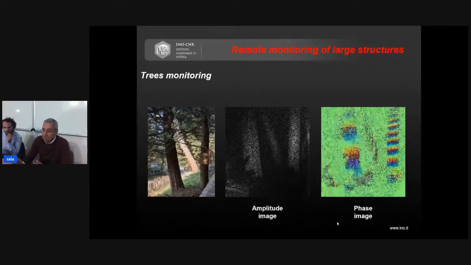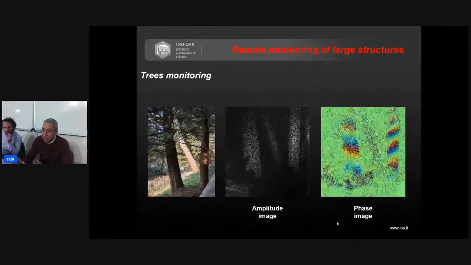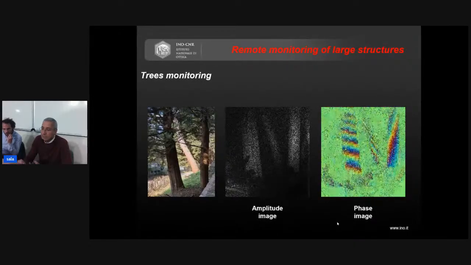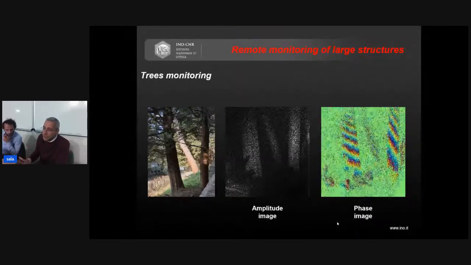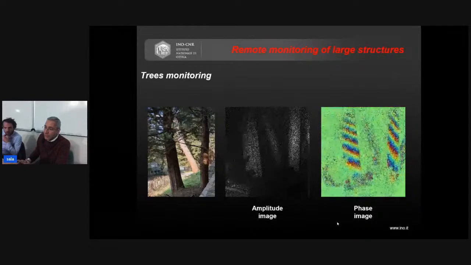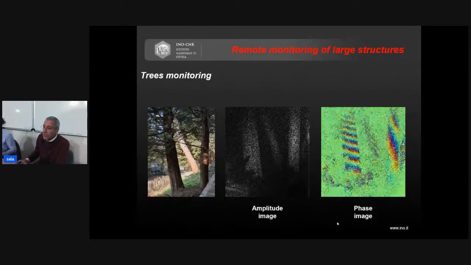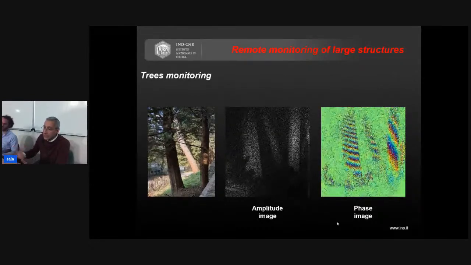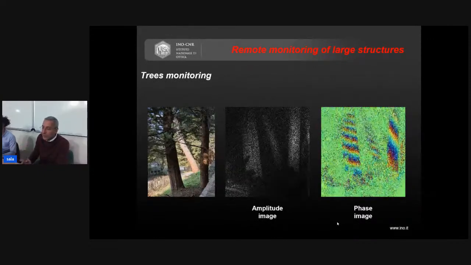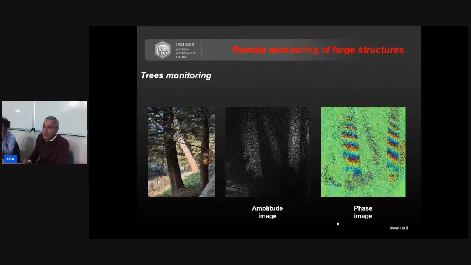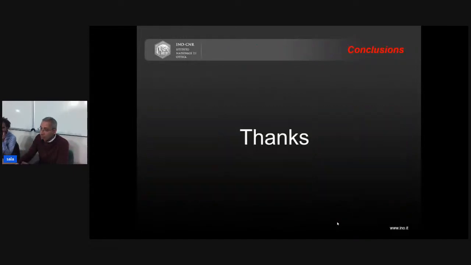Here you can see that we are looking at 3 different trees located at different distances, and using infrared digital holography, we can obtain a global phase map of the scene, and so we can analyze the relative movements of these trees, and these are important parameters to understand their health state. Thank you to everybody.